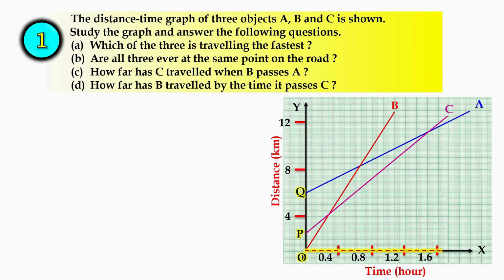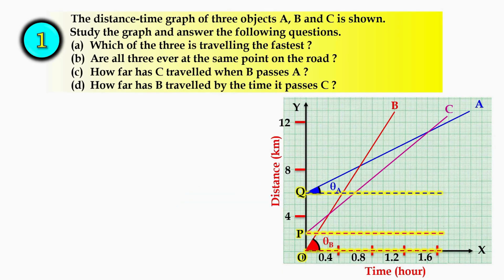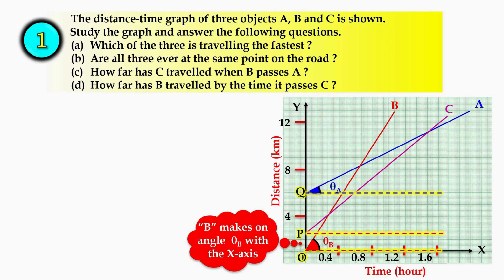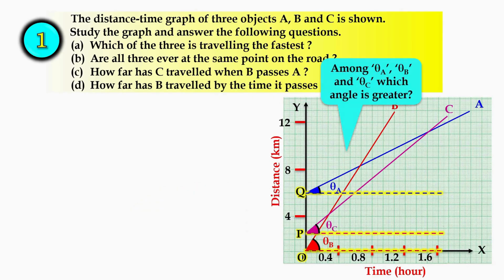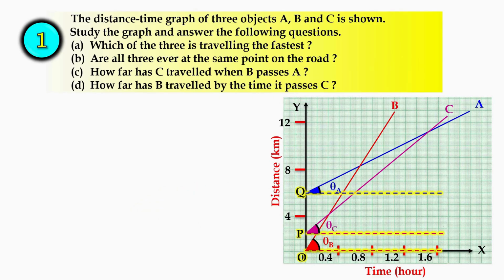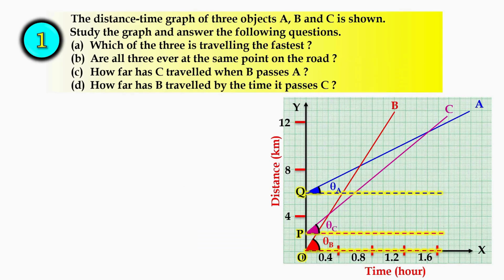Next, we check whether all three objects are ever at the same point on the road. If that happens, all three lines must intersect at one common point on the graph. But from the figure we can see that there is no single point where A, B, and C meet together. Therefore, the three objects are never at the same point on the road at the same time.